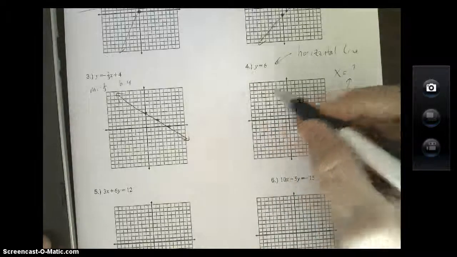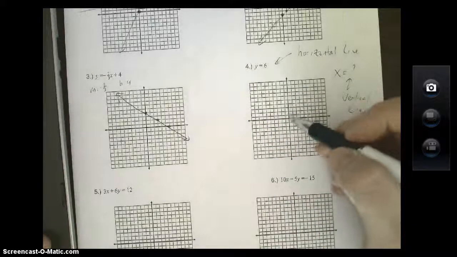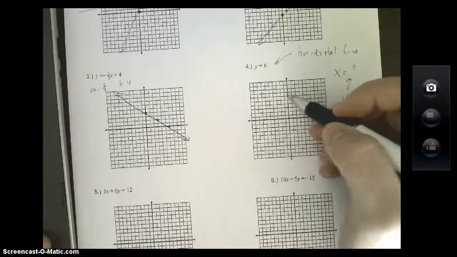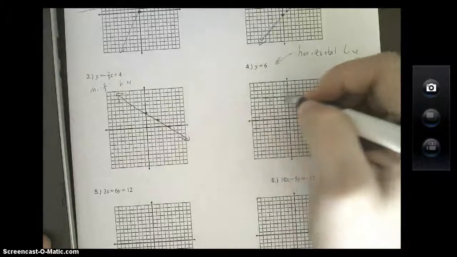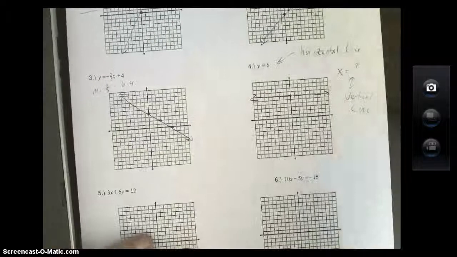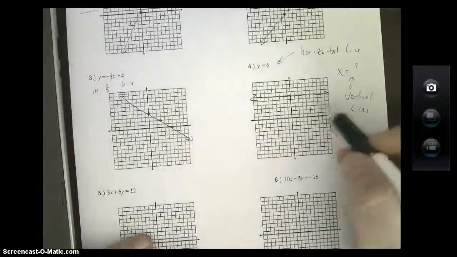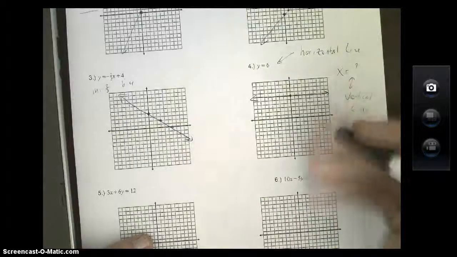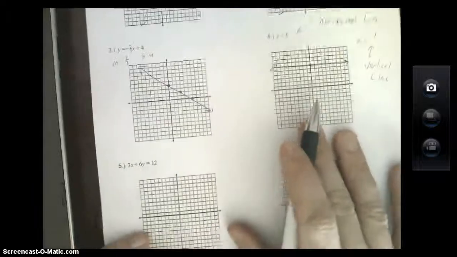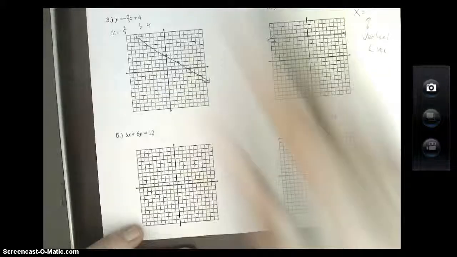So y equals 6. All the y values have to be 6. So go up 6: 1, 2, 3, 4, 5, 6. Apply yourself a point. And all I'm doing here is just drawing a horizontal line through that value of 6. I know it's a little tough to see here, sorry about the lighting. But horizontal line for y equals. If it's vertical, just straight up and down. Make sure you're able to recognize the difference between the two.